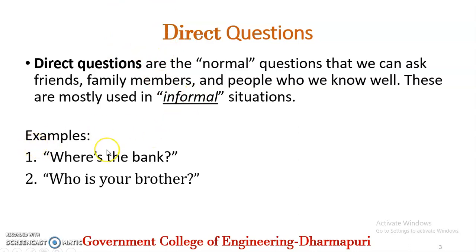Take for example, some examples I've given here. Where is the bank? Who's your brother? These are all very common questions that could be used in normal or informal situations. These we can ask to any person in your family, friends, or any people that you meet in your everyday life. So these direct questions are used in informal situations.